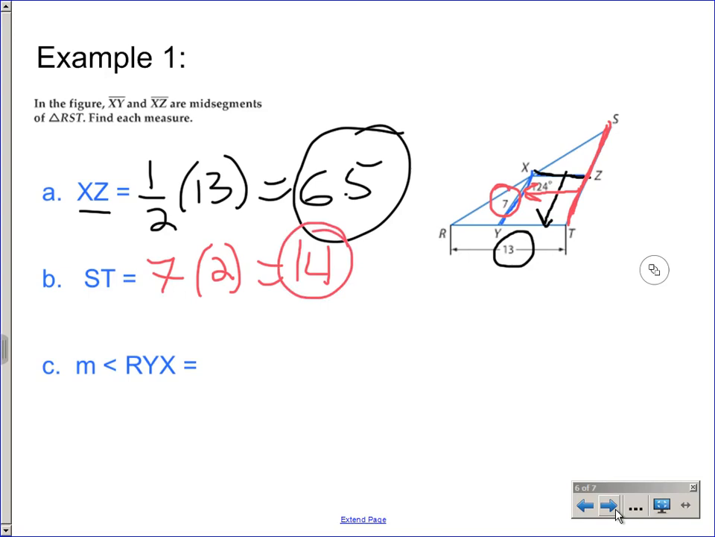And finally, we are looking for RYX. Let me just erase some of this stuff right here. There we go. So remembering that these are midsegments, midsegments are parallel. Because they're parallel, I know that this angle of 124 here is related to RYX. They are alternate interior angles, and therefore the measure of RYX is 124 degrees.